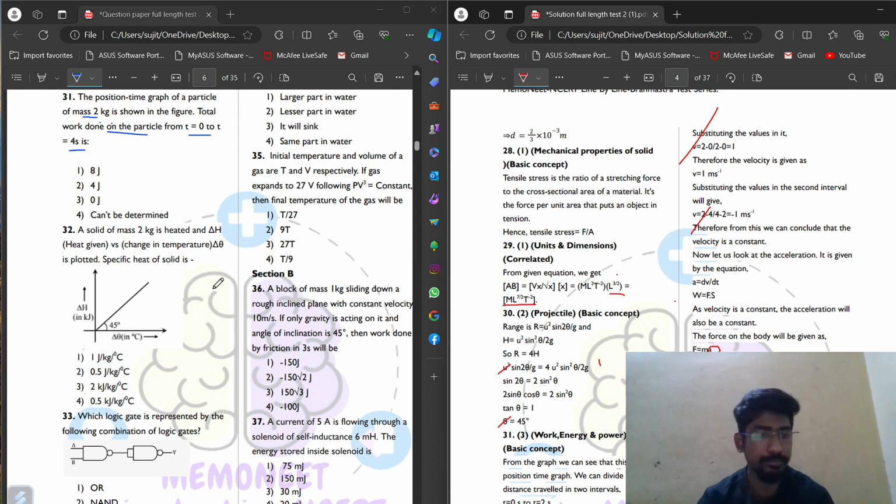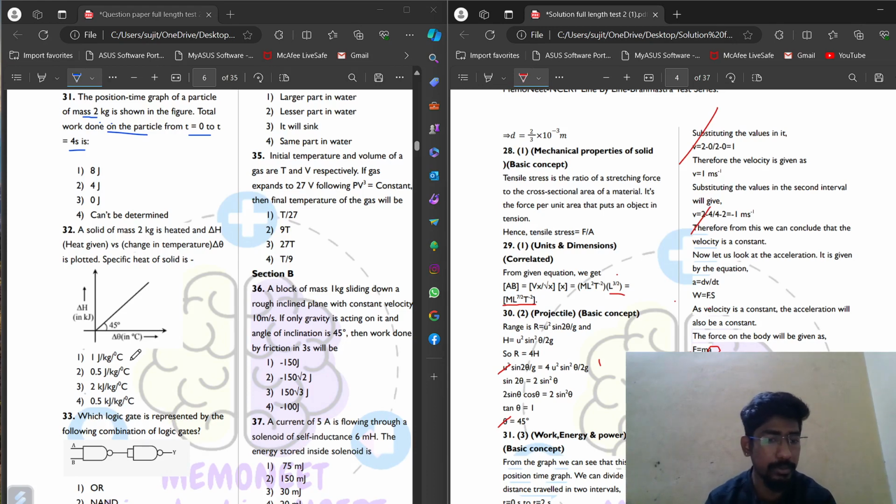Okay, moving on to the next question, that is question number 32. So here in this last question, the acceleration was 0, that means force will be equal to mass into acceleration. As the acceleration was 0, force will be equal to 0, and force is 0, therefore work done is also 0, right?